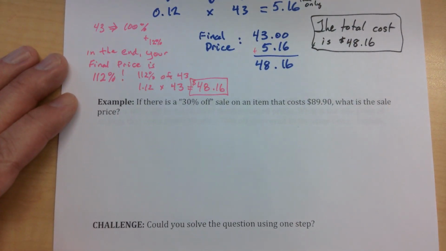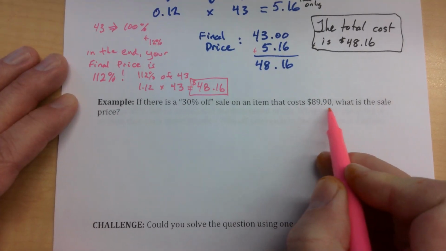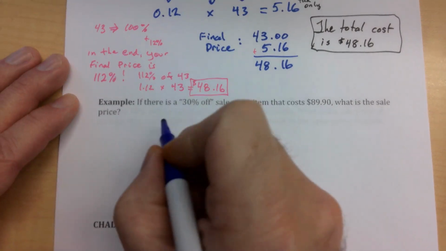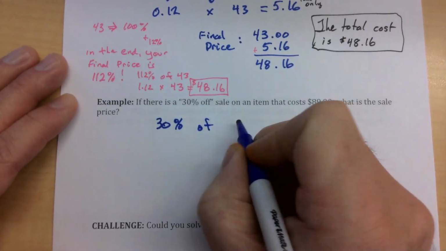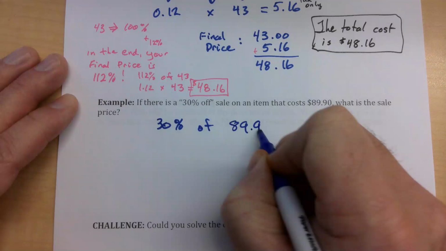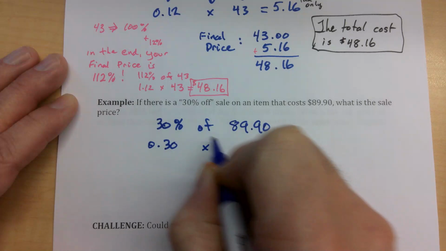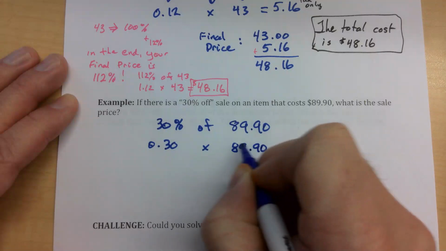If there is a 30% off sale on an item that costs $89.90, what is the sale price, okay? So again, let's do percent of a number. 30% of which number? 89.90. Okay, 0.30 times. I'm going to stop drawing the arrows because I think at this point most of you, if not all of you, are getting it.